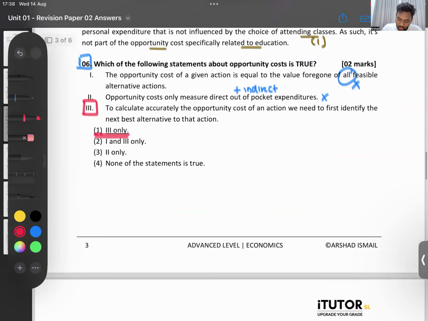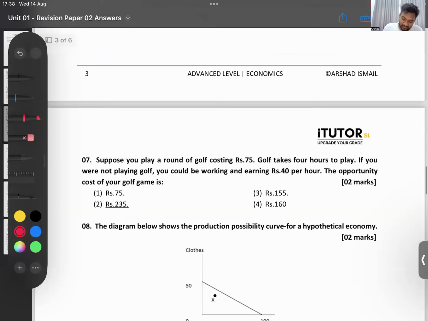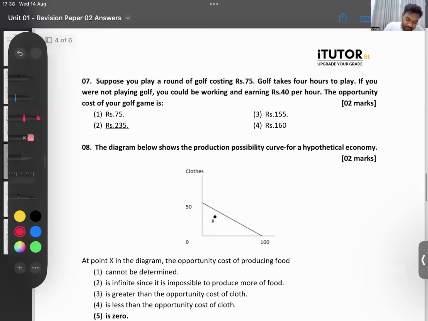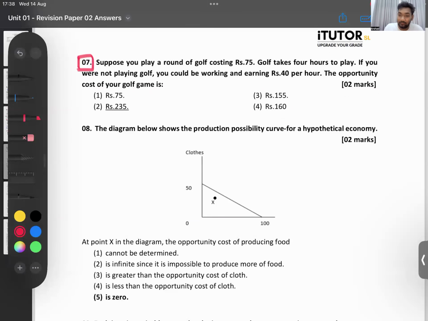Then going into question 7. 7 and 8 are MCQs. Question 7 is saying, suppose you play golf costing 75 rupees for 1 round of golf. Golf takes 4 hours to play. If you were not playing golf, you would be working and earning 40 rupees per hour. What is your opportunity cost?